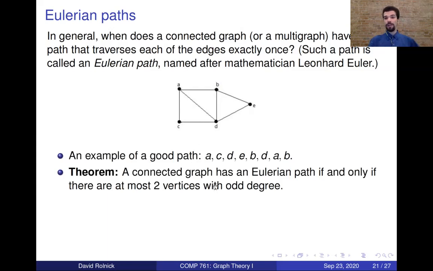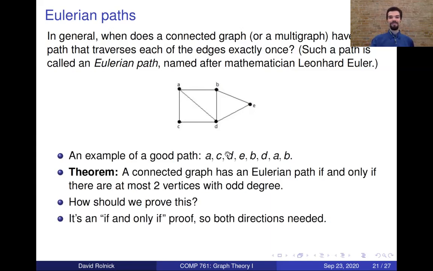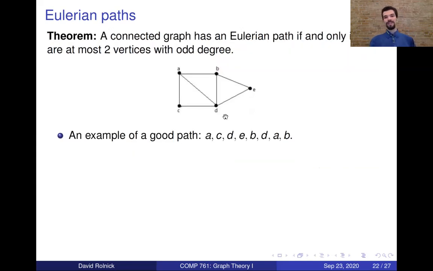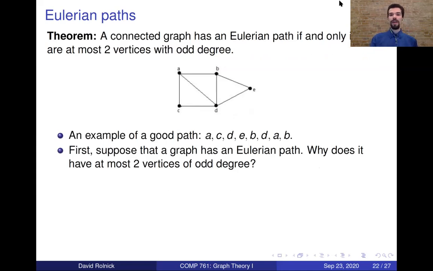So this is an if and only if problem. So how should we prove an if and only if problem? Yeah, both directions. Okay, so let's do both directions. First, let's suppose that the graph has an Eulerian path. Why should it have at most 2 vertices of odd degree? You're going to, again, remember this one, which is like ding, ding, ding, ding, ding, ding, ding.